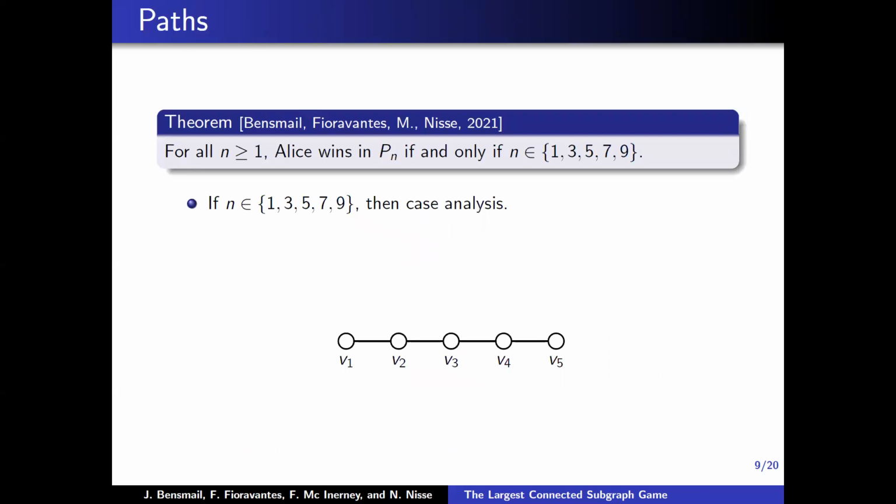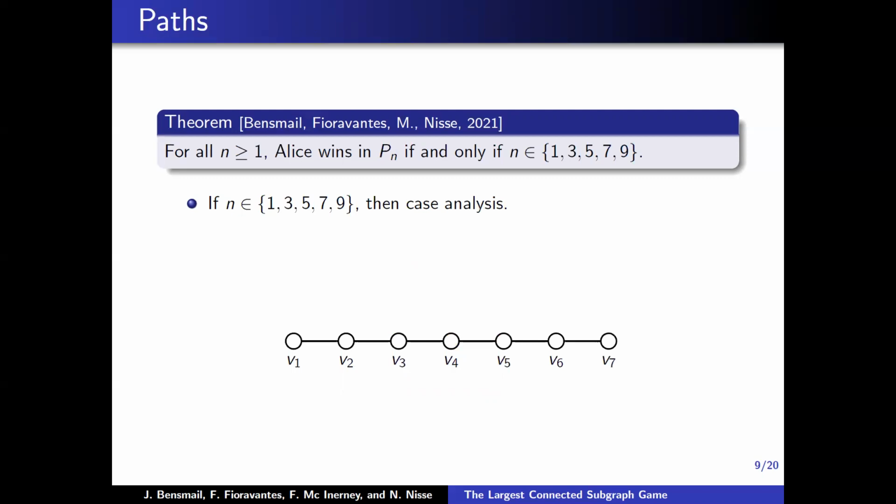So now, since the problem is already PSPACE-complete in bipartite graphs, we look at some simpler graph classes. So for example, paths. In the path, Alice wins if and only if the number of vertices is an odd number between 1 and 9. So for the smaller cases, it's just a case analysis. Alice always covers the middle, and then Bob has to cover one side. And for example, here, once Alice covers this vertex, it's clear that she wins.